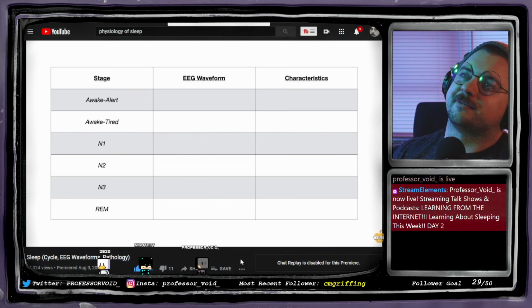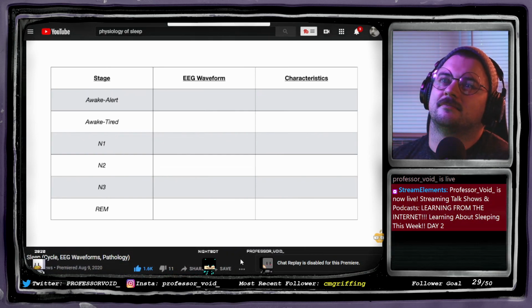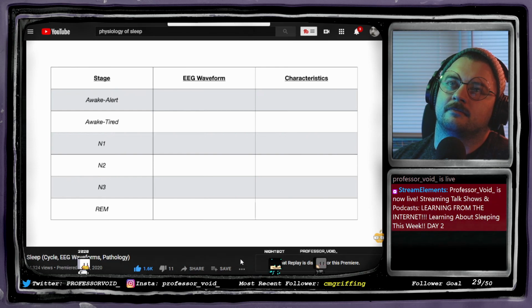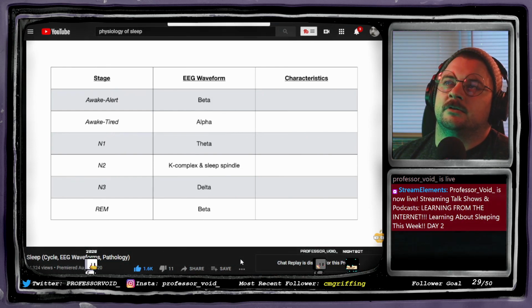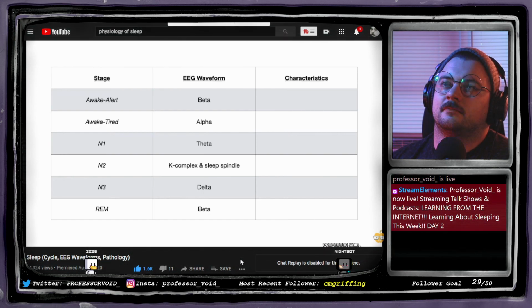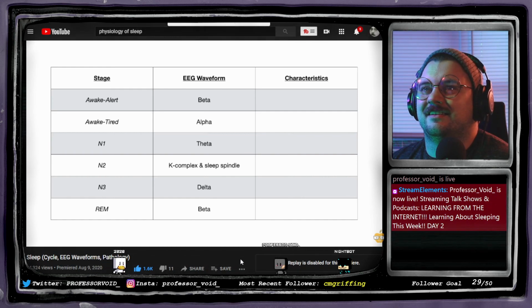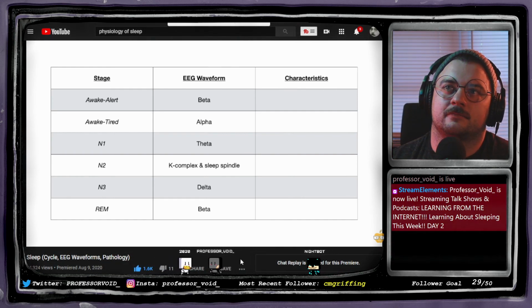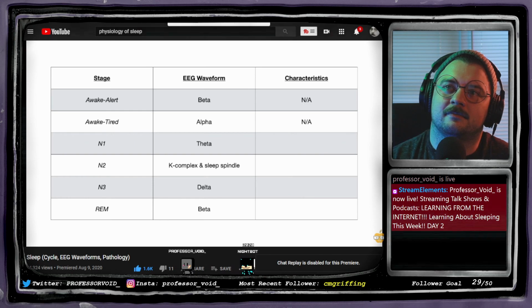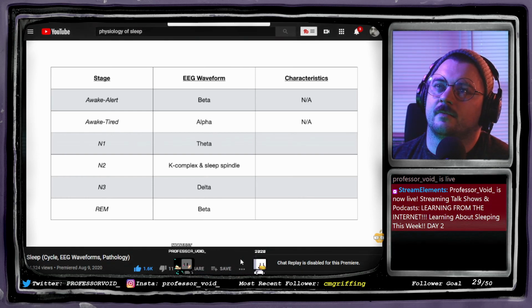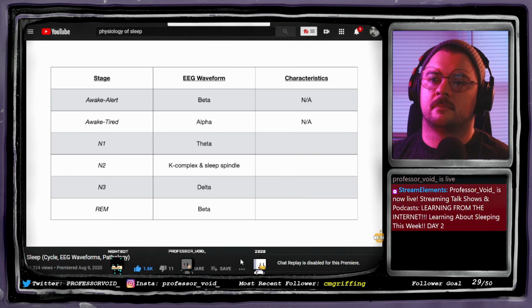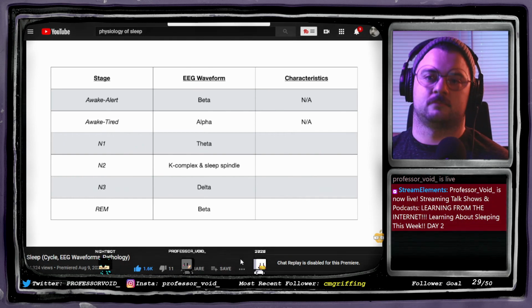This will allow you to form a conceptualization in your brain. So here are the stages of sleep. We've already talked about each of these stages and their EEG waveforms, so I'm just going to fill them in for completeness' sake so that you can refer back to it as I go through the characteristics here. For awake alert and awake tired, there's really not much that you need to know. So I'm just going to put NA and we'll skip those two. But do memorize beta and alpha waves because that's very, very important.